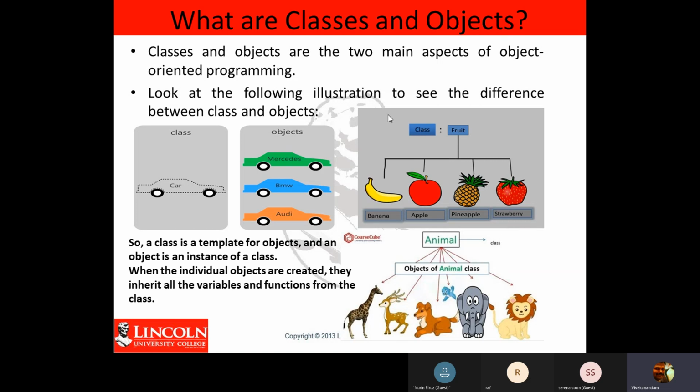If you take fruits, fruit is a class. They have so many objects: banana, apple, pineapple, strawberry. Animal is a class, with so many objects: elephant, tiger, lion, deer. Everything is called an object. So class is the template for objects, and an object is an instance of the class. When the individual objects are created, they inherit all the variables and functions from the class.